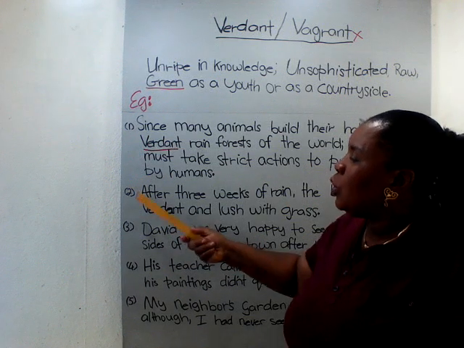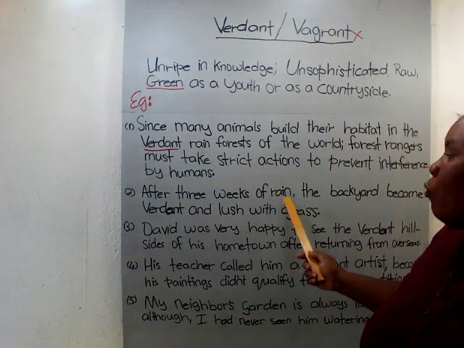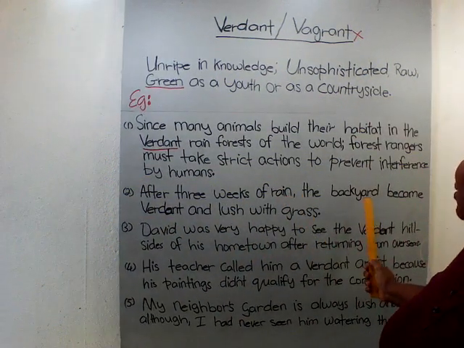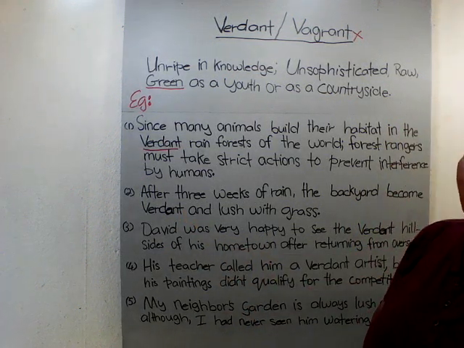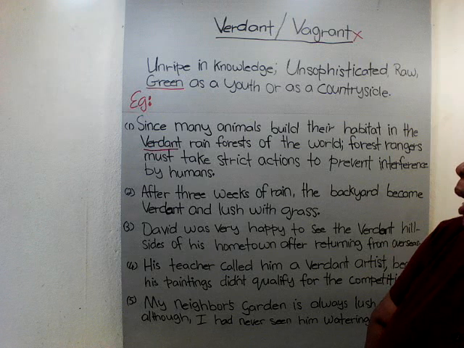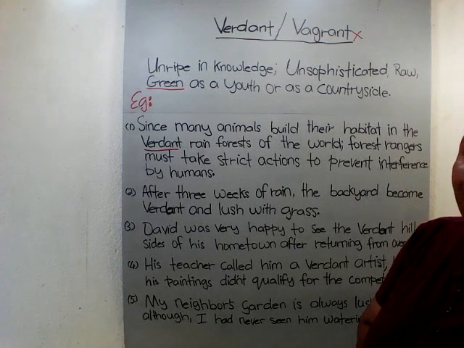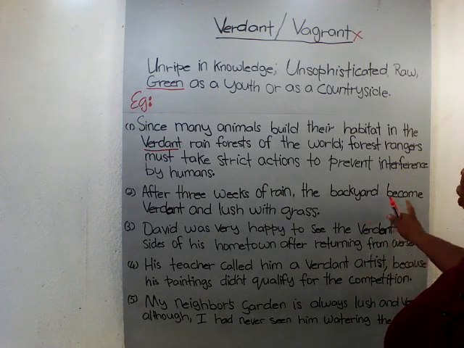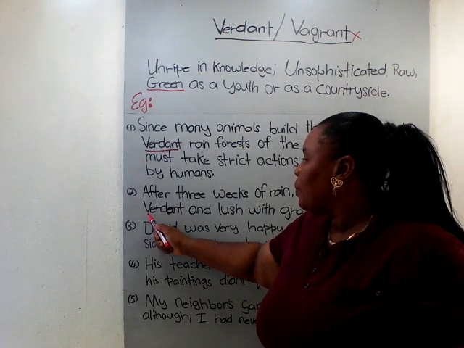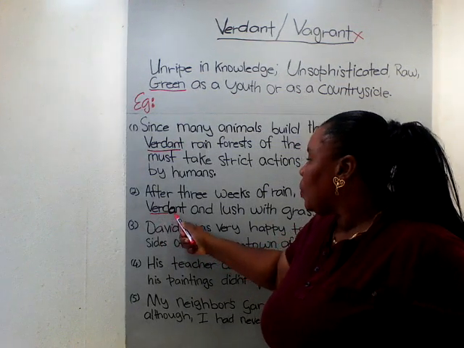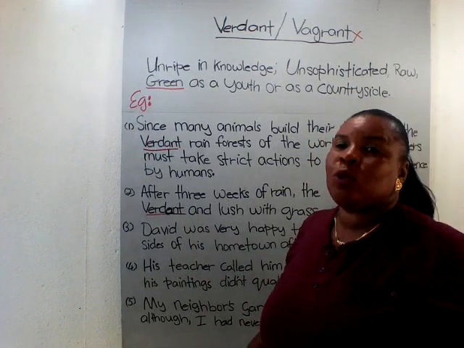Alright, number two. After 3 weeks of rain, the backyard became verdant and lush with grass. So verdant, it became what? Green.